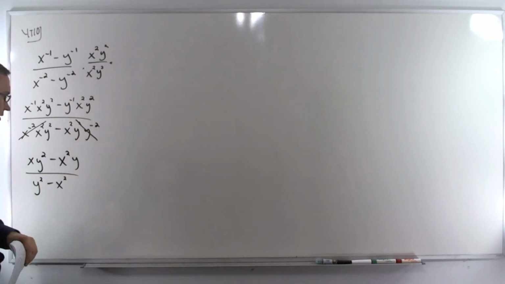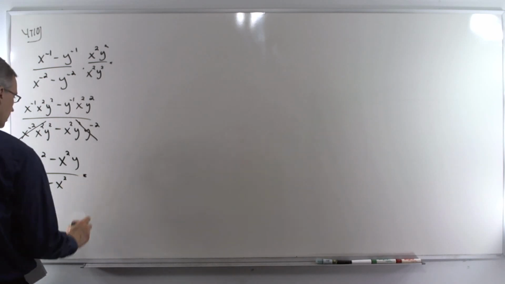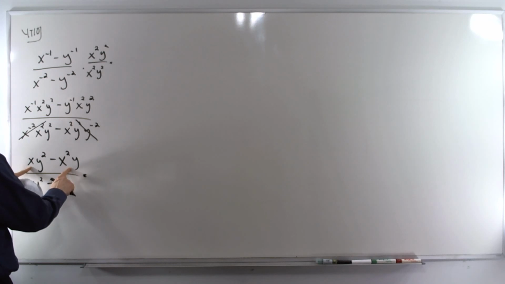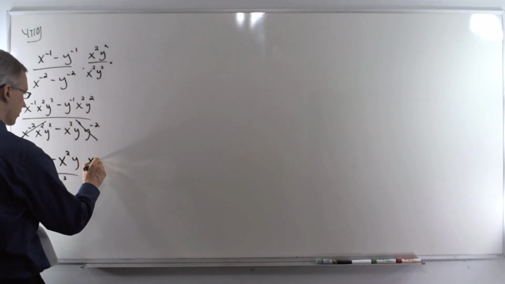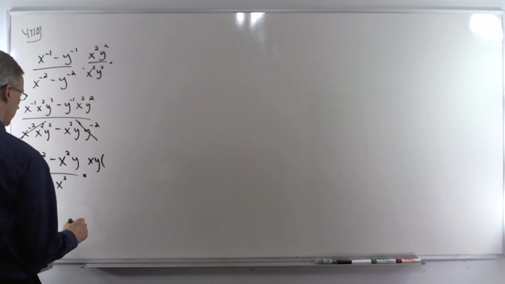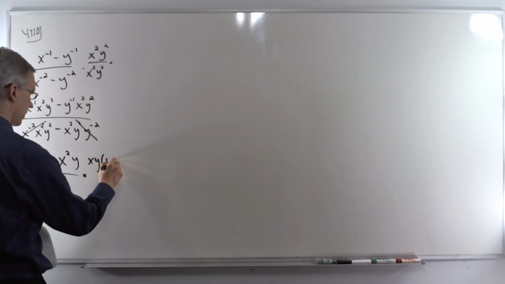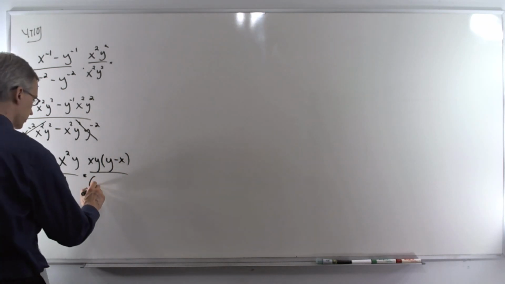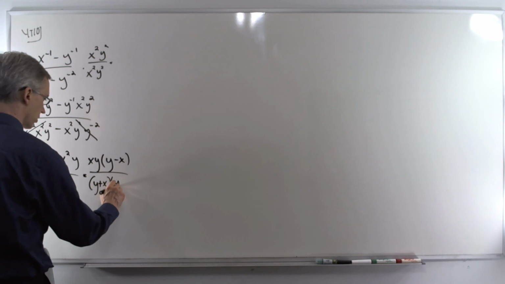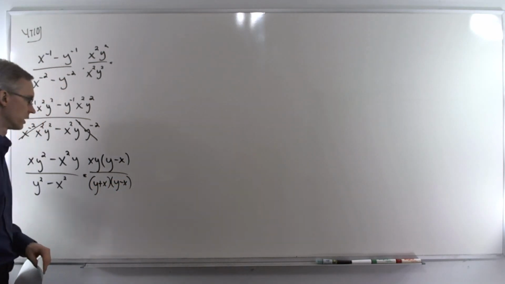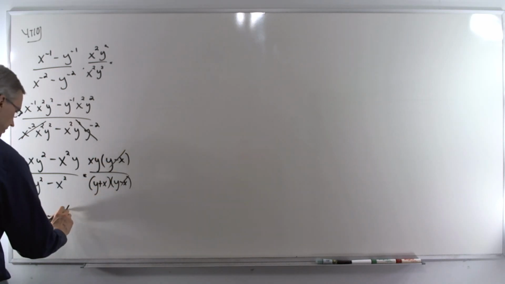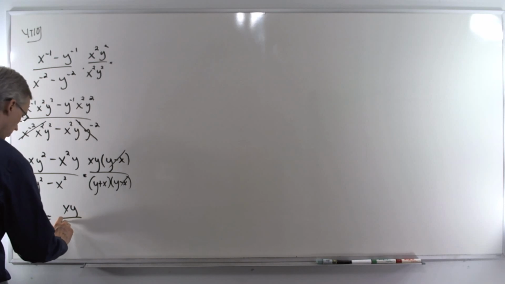Now we should look for an opportunity to simplify. Let's see what we can factor out here. Looks like up top, both terms have 1x and 1y, so we can factor those out. And that gives us y minus x. In the bottom, we have difference of squares, so that can be factored into y plus x times y minus x. Now we have matching y minus x's, so those cancel, and our final answer is x times y over y plus x.